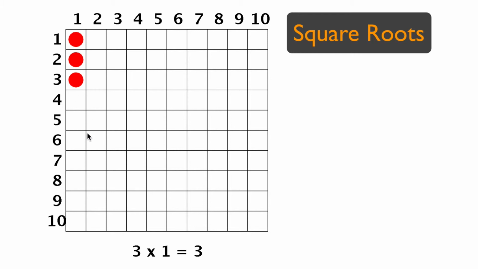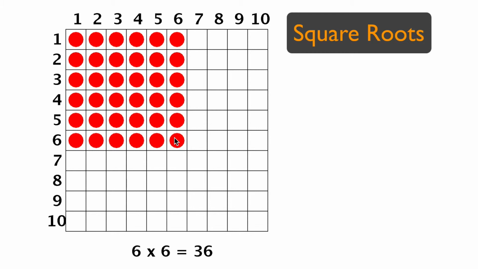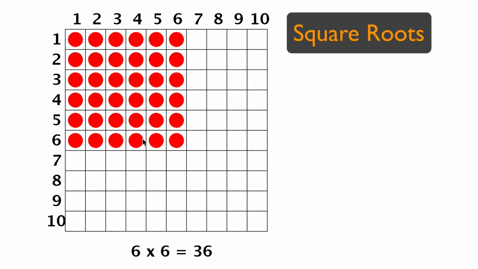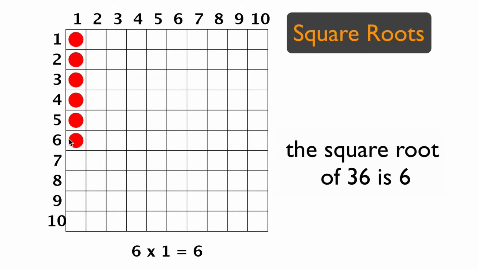Here's another example. 6 squared is 36. Let's find the square root of 36. And remember, it's squaring in reverse. So the square root of 36 is 6. And again, I've ended up with a smaller number.